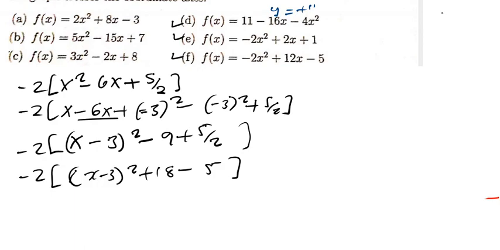So 18 minus 5. Now I don't need to put this bracket. I've already multiplied. So I'll now have negative 2 times x minus 3 squared. So this will be plus what? Just do 18 minus 5, so it's 13. Yeah, it should be 13. So then, that is part what? The one I'm solving, part E.